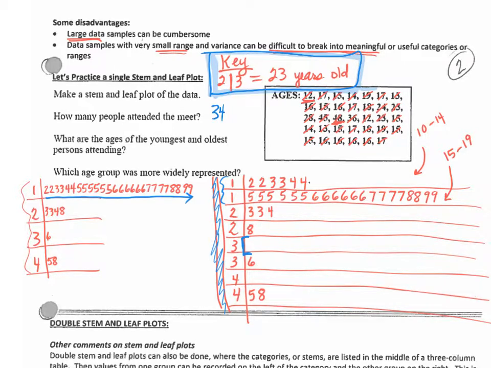From our stem and leaf plot, could we determine the youngest and the oldest? Yes. Youngest is? 12. Oldest is? 48. Good. And that is because our stem and leaf plot preserves the individual pieces of data. That's the good thing about it.